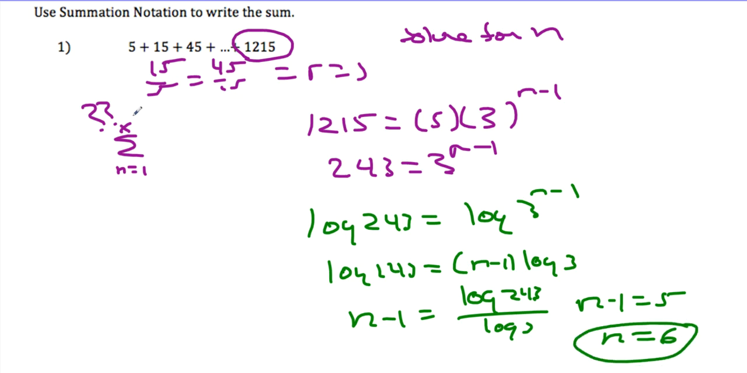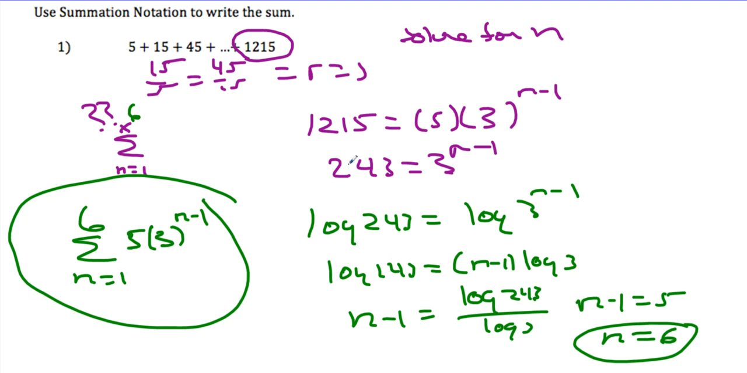So 6 goes right here. So your sum is from n equals 1 to 6. Your a sub 1 is 5. Your r is 3. And this is just n minus 1. There's your explicit formula. All right? We can also now find the sum of this. Oh no, we're just writing the sum, so we don't have to do it. Okay? So that's all we're doing, we're just writing the sum notation of this.